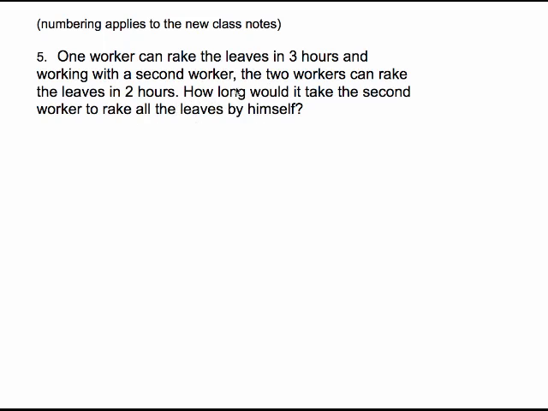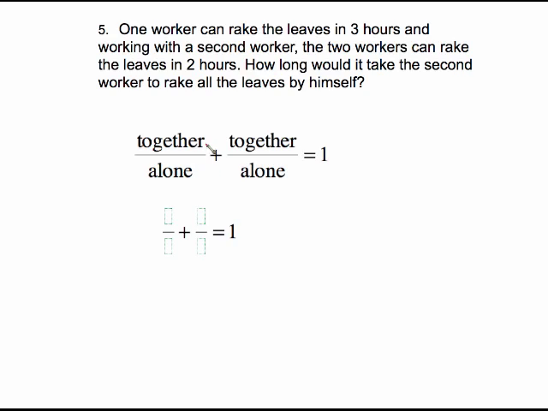Well, as soon as you see that we're talking about work, then you should realize that we are looking at this kind of setup. We're going to set up two fractions like we did on the previous problem. Together over alone plus together over alone equals 1. This is the setup you can use on any of the work problems. The work problems we did in the previous video always gave you the two alone times, and we were trying to figure out the together time. This one's a little different.